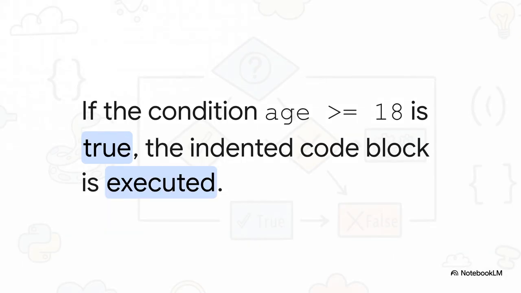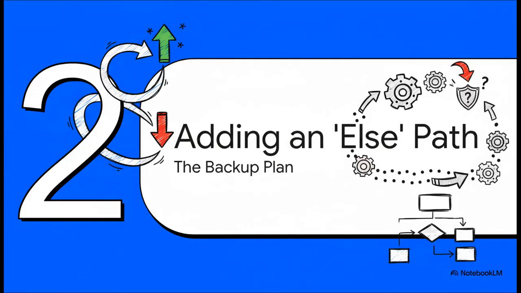And here's the result. If we told our program that the age was, let's say, 25, then the condition 25 greater than or equal to 18 is obviously true. The gatekeeper opens the gate and our print function runs, showing us that success message. Simple as that. But wait a minute. What happens when the condition is false? What if our age was 15? Right now, our program just does nothing. It just skips the code and ends, which isn't very helpful.